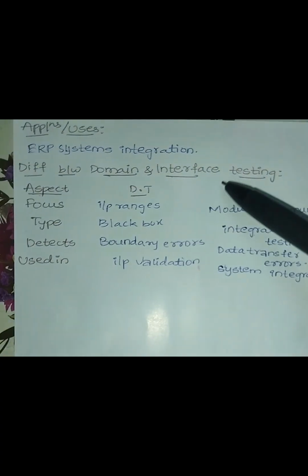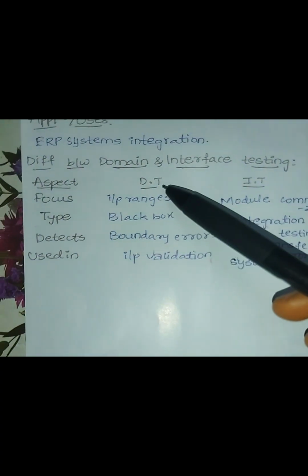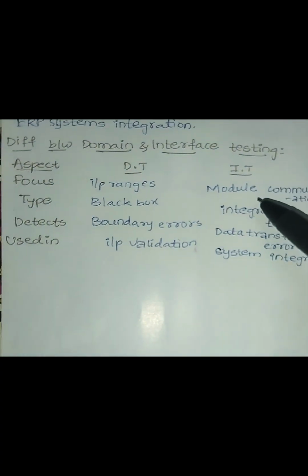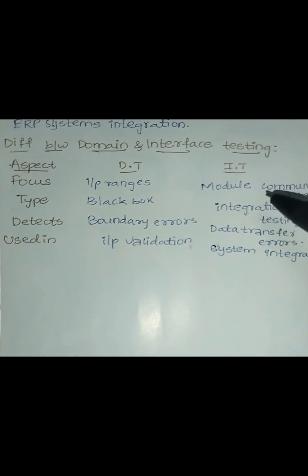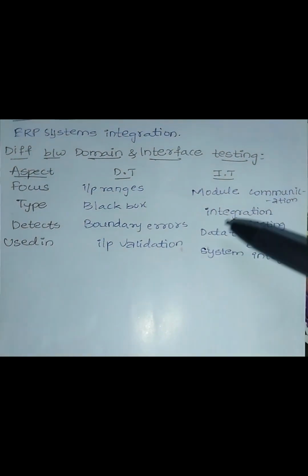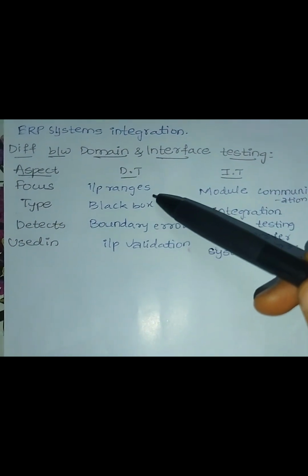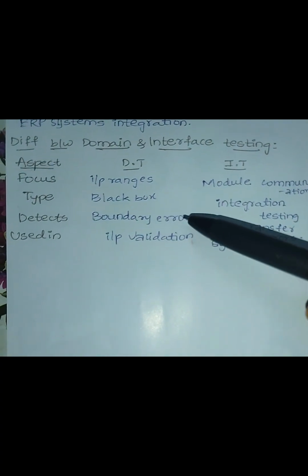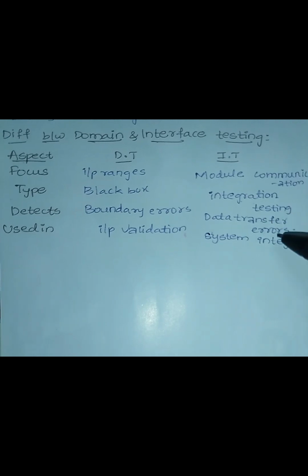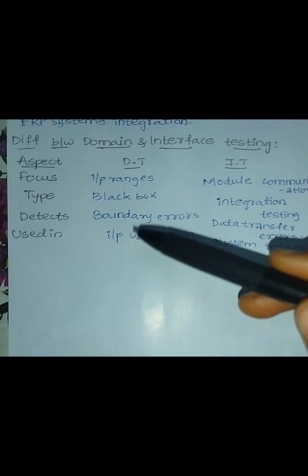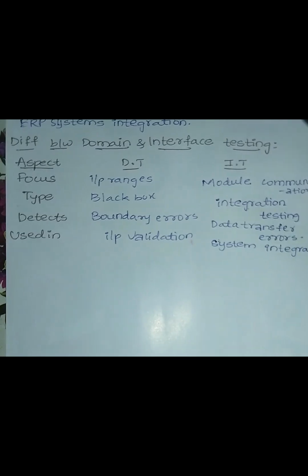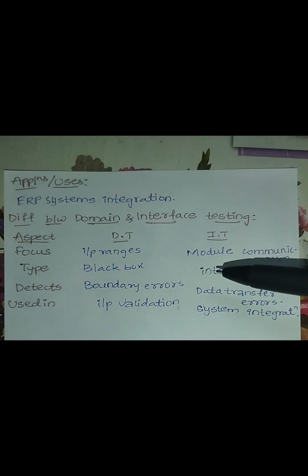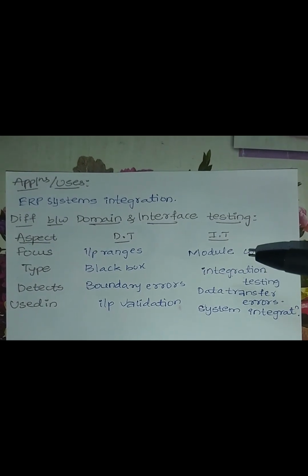Difference between domain and interface testing. Domain testing focuses on input ranges, whereas interface testing focuses on module communication. Domain testing is a type of black box testing. Interface testing is an integration testing technique. Domain testing detects boundary errors, while interface testing detects data transfer errors. Domain testing is used for input validation, and interface testing for system integration. These are the differences between domain and interface testing.